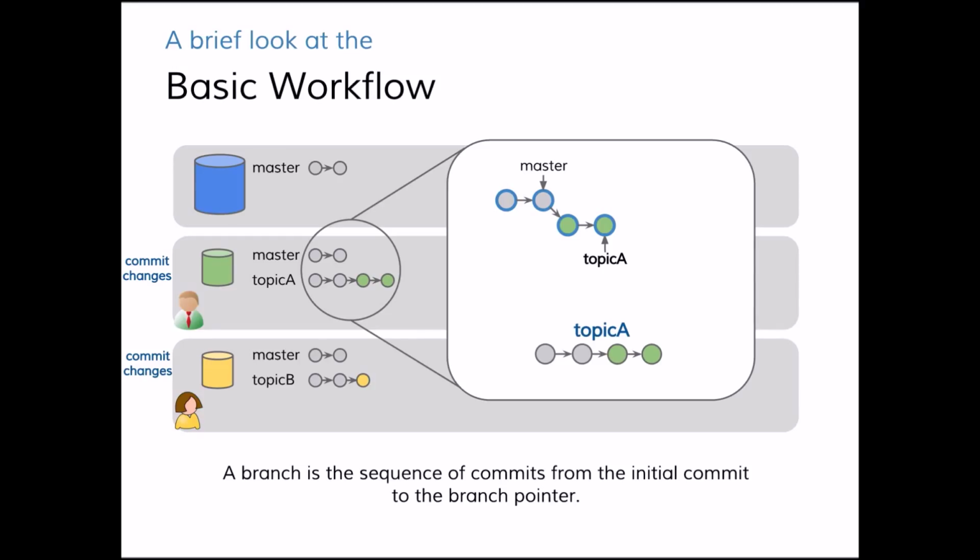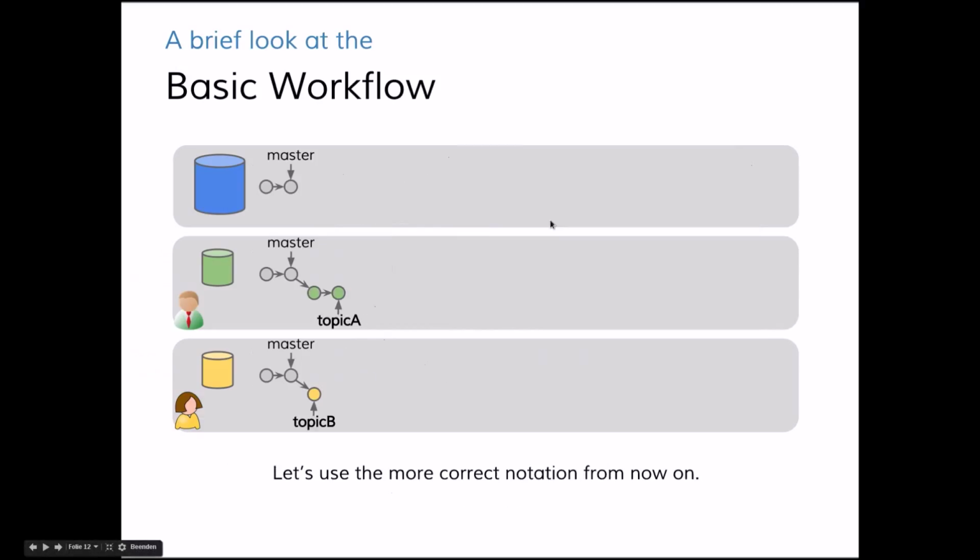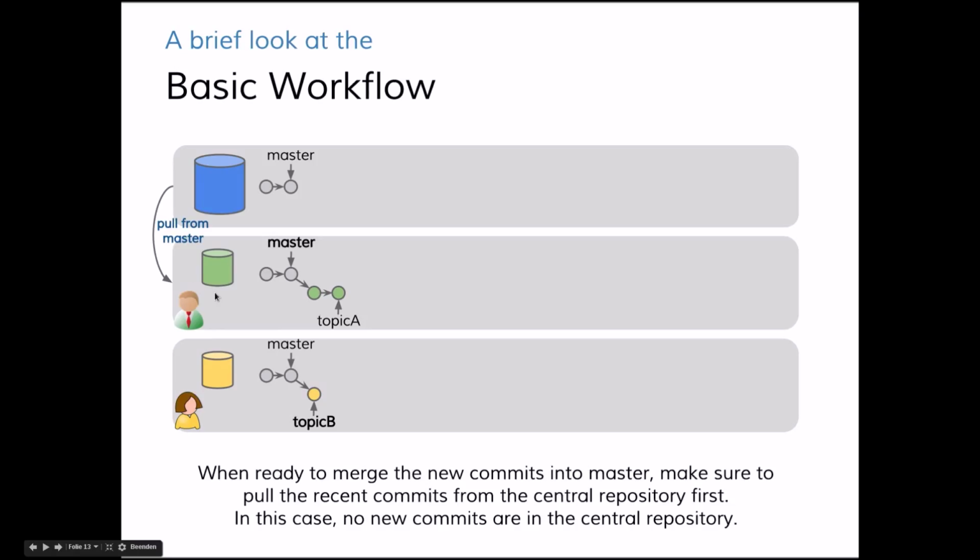So let's just continue with the workflow and from now on use the more correct notation of showing branches and commits in here. Okay, so the first developer, who has already created new commits in his local branch topic A, now wishes to share these commits. Therefore, to make sure his local replication of the master branch is up to date, he first pulls the changes from the shared repository into the local repository.